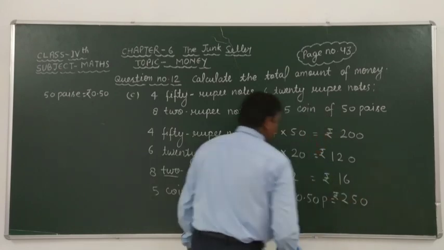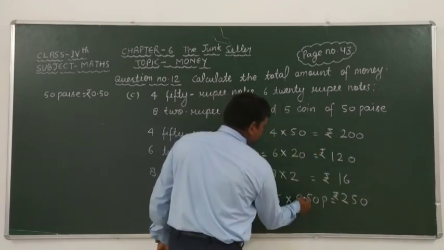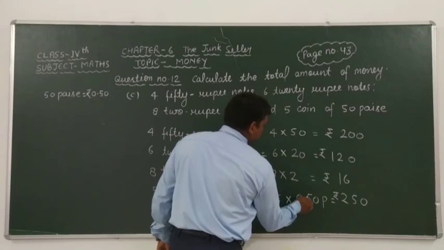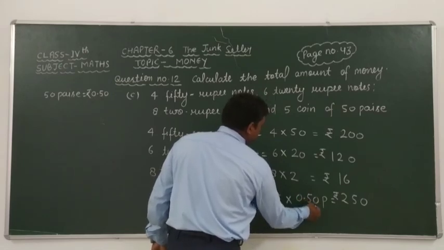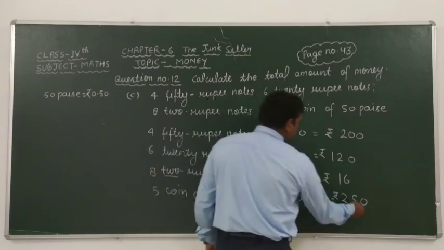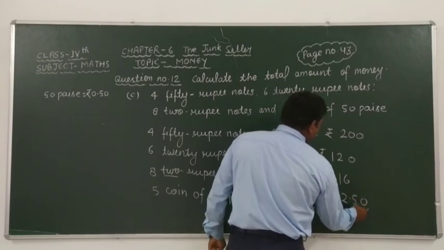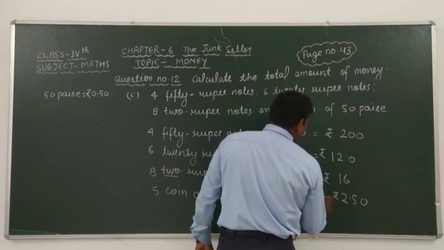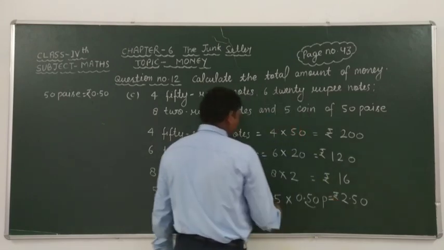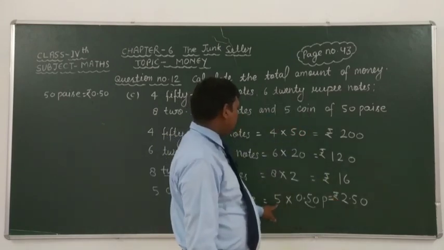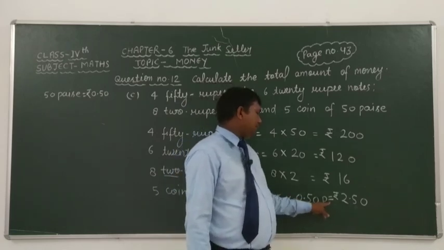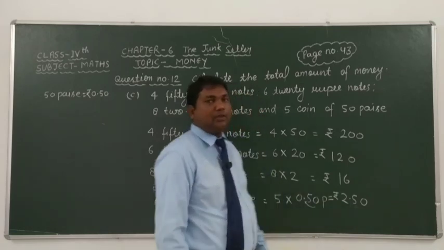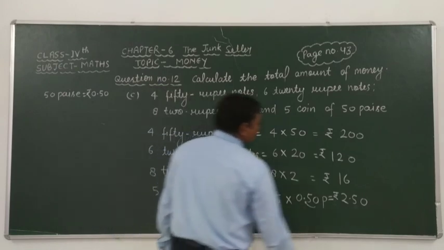Okay, students, the decimal point is placed before the 2-digit place, therefore we have to place the decimal point before the 2-digit place. It means that if we take the multiplication of 5 and 0.50, then we get rupees 2.50. Understand? Okay, look.